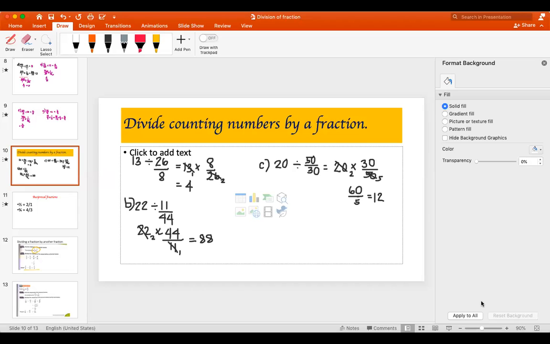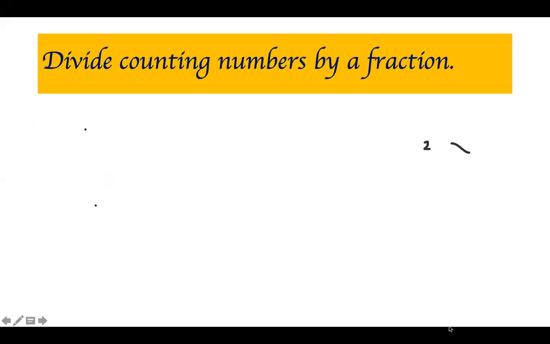Fraction by another fraction. Okay, so we will just review how to divide counting numbers by a fraction. If we have 13 as a counting number divided by 26 over 8, we are going to get the reciprocal fraction of the second number, which is 26 over 8.